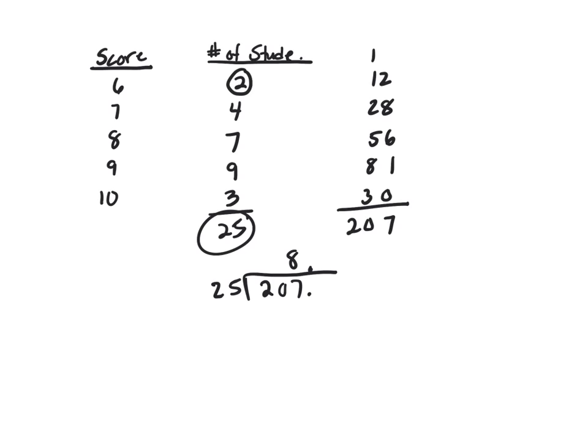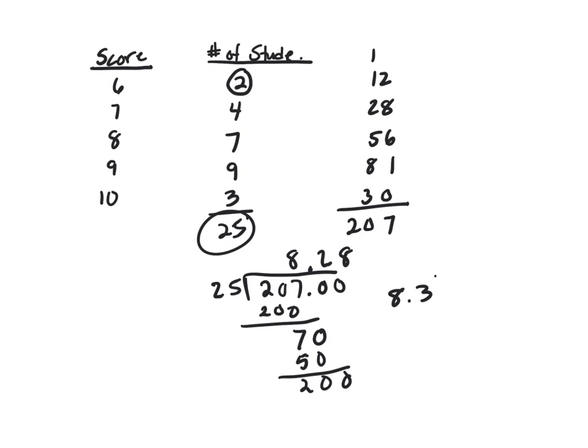That's going to be 8. And that's going to give me 200. And then bring down the 0. And that goes twice. And that will be 50. And subtract. And then bring down another 0. And that's going to be 8. 8.28. So that's 8.3 when you round. So answer D.